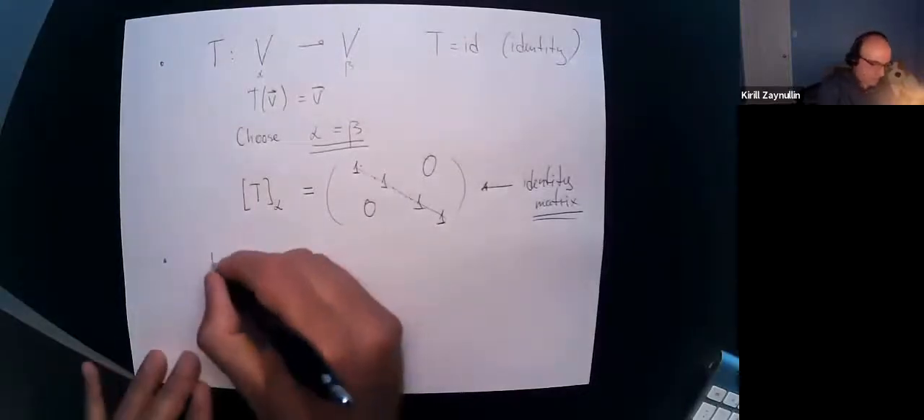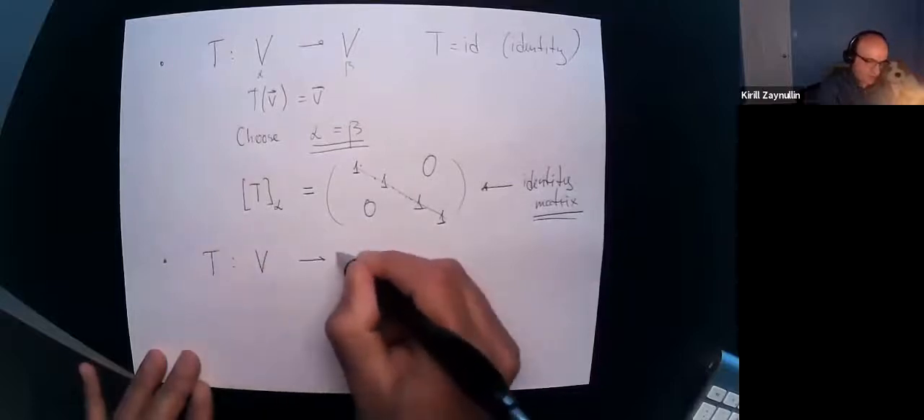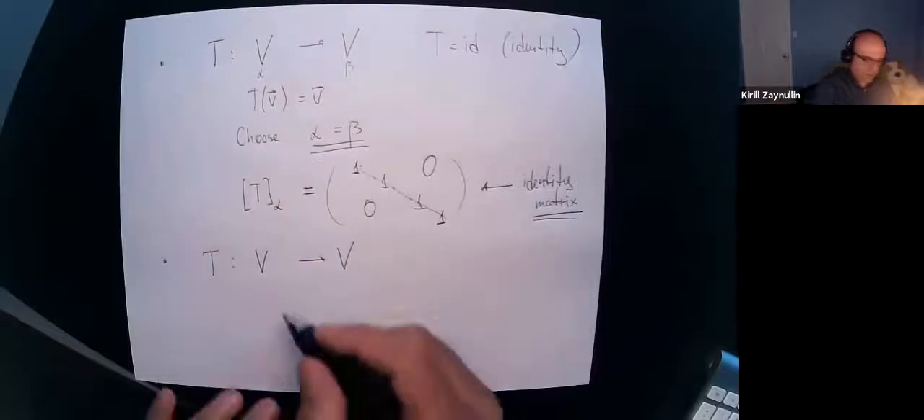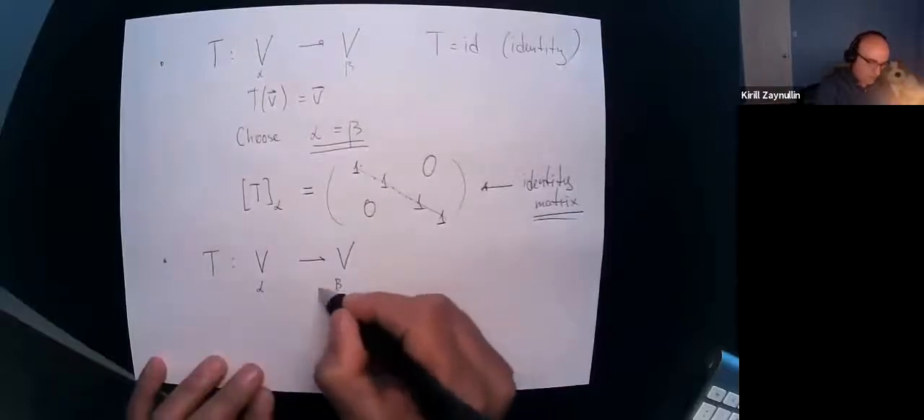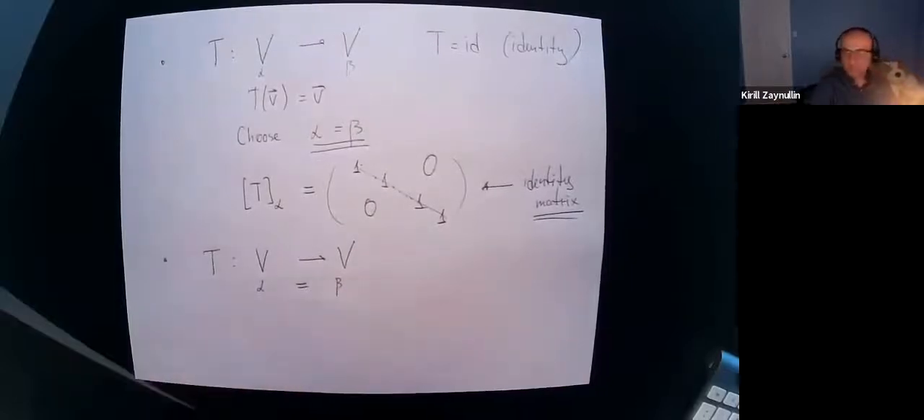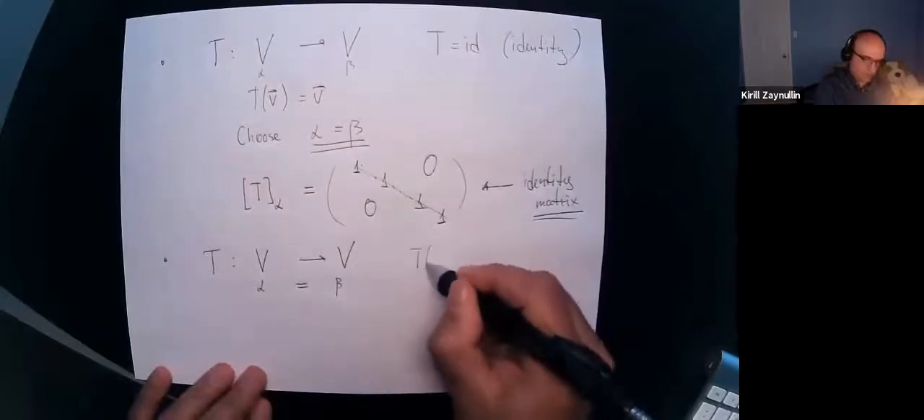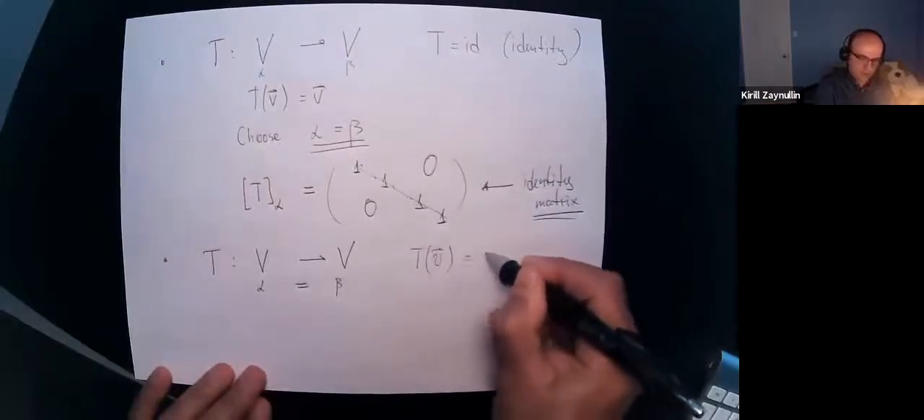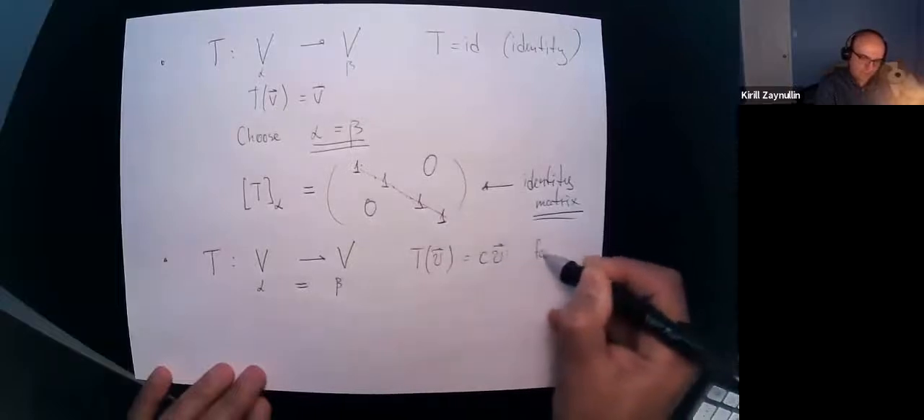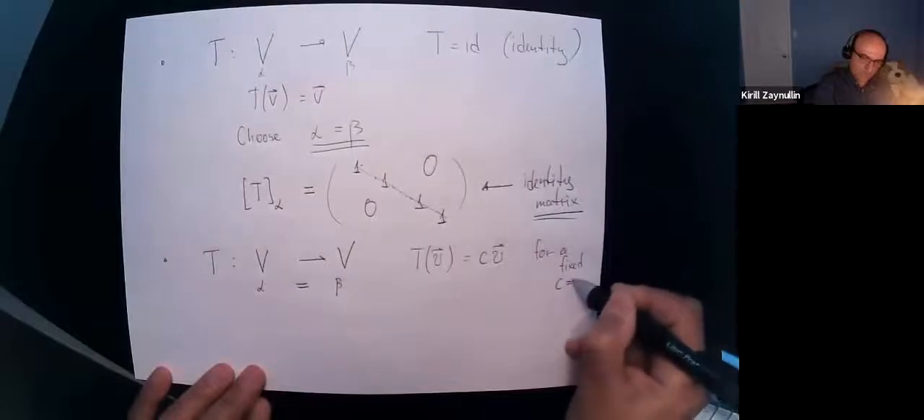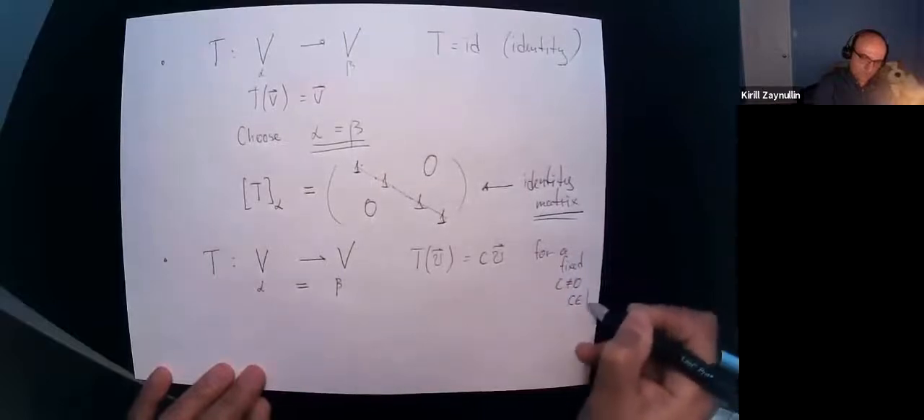So let me remind you, what's a stretching map? It's again a linear operator from V to itself, okay? And again, I choose alpha to be the same as beta, the same basis for both copies of V. And our stretching map just does the following. It sends a vector V to its scalar multiple for a fixed, non-zero C.